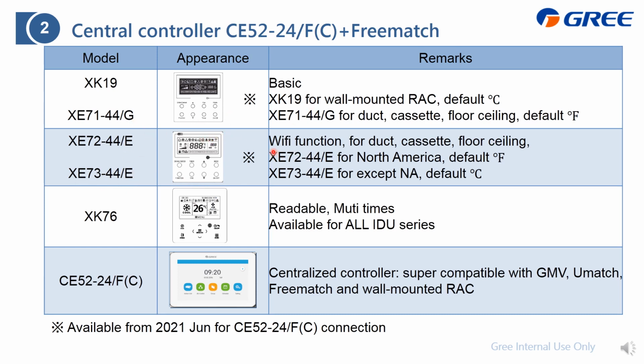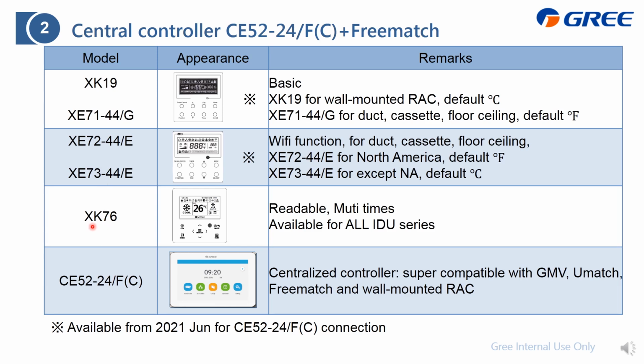As for XE72 and XE73, the difference between these two and the basic one is that they have the Wi-Fi function, and they can also connect to the ducted, cassette type, and floor ceiling type. As for the difference between XE72 and XE73, XE72 is for the North American market, so the default unit is Fahrenheit, and XE73 is for markets outside North America, where the default unit is degrees Celsius. Whether this wire controller is available for your area, please consult your salesman, due to certification.